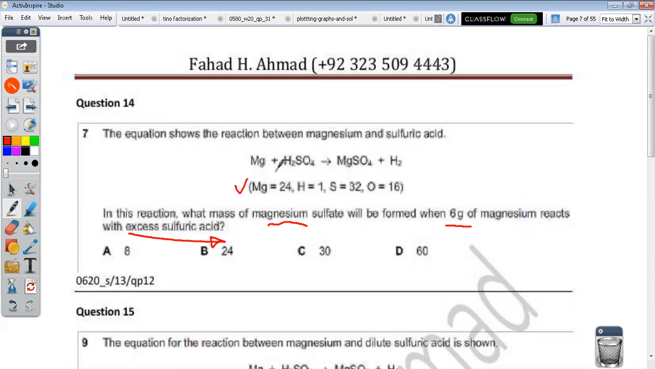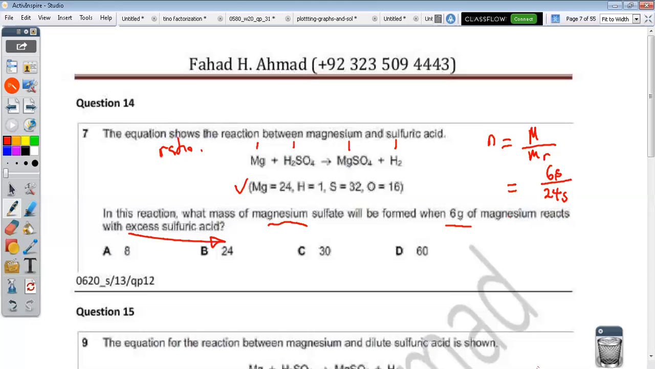So let's go back to the equation. Balanced equation, everyone. The ratio is 1:1. Follow me. Because I'm given the mass of magnesium that reacted, I can calculate the number of moles. Number of moles is simply your mass divided by the MR. What mass did you use? 6 grams, divided by the mass of the magnesium, which is 24. What's 6 divided by 24?